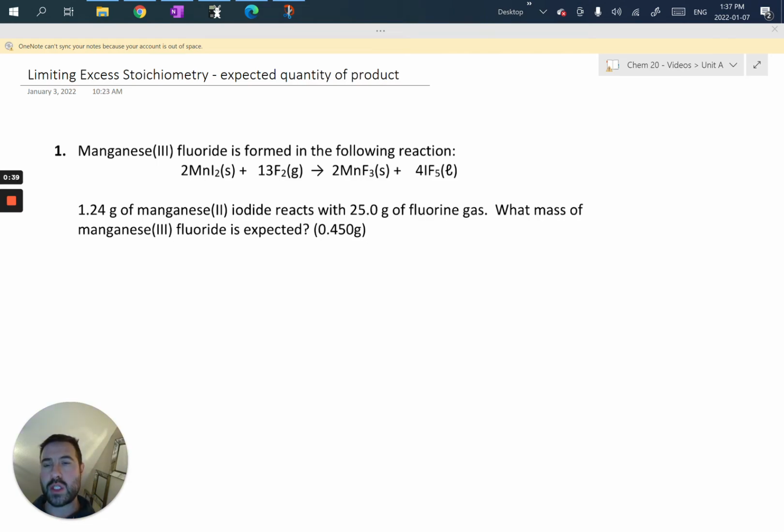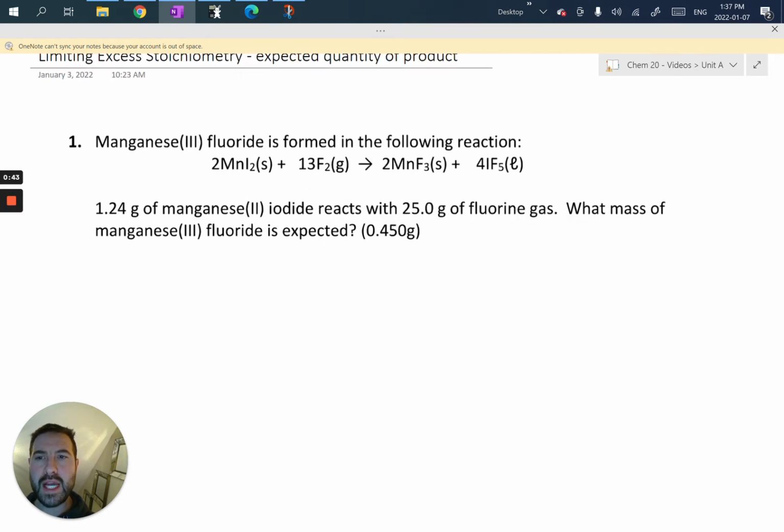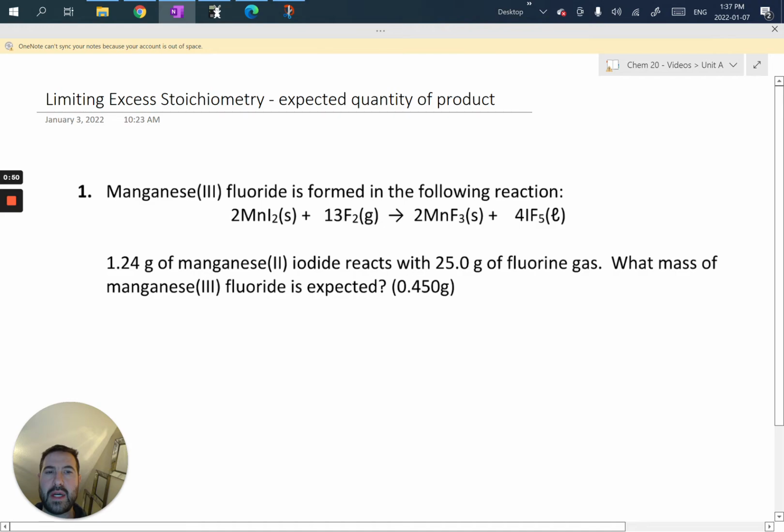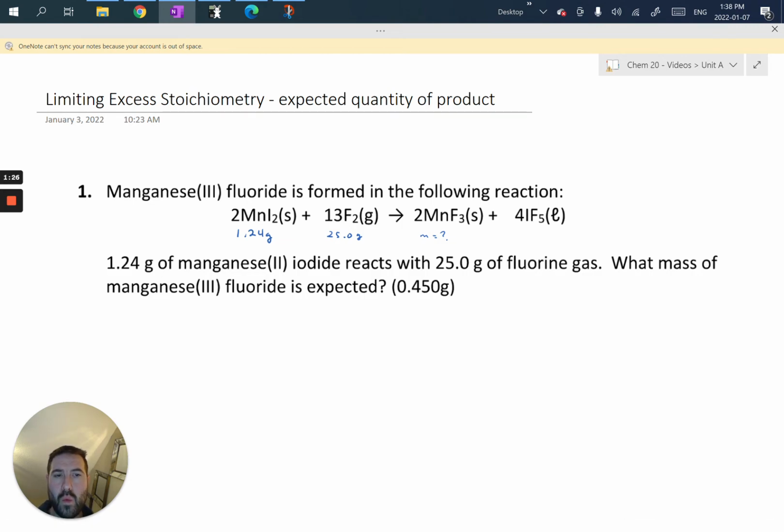Okay, so let's look at this question. This is question number 1 from your workbook with my Chem 20s. It gives us the following reaction for the formation of manganese 3 fluoride. It's a little bit of a weird chemical reaction, but that's okay. It says 1.24 grams of manganese 2 iodide, so that's this substance right here, reacts with 25 grams of fluorine gas. What mass of manganese 3 fluoride is expected? So we want to know the mass of this substance right here. We need to determine out of my two reactants which one is limiting, and then we need to use that substance to determine the amount of product that we're going to expect in this chemical reaction.